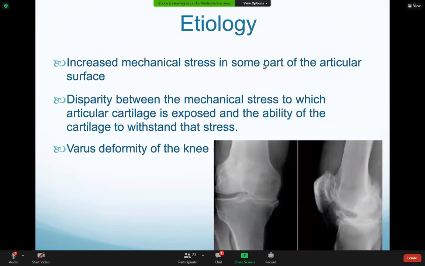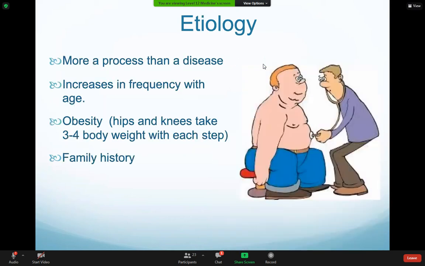So etiology, how does it happen? The increased mechanical stress in some part of the articular surface causes a disparity between the mechanical stress to which articular cartilage is exposed and the ability of the cartilage to withstand that stress. The most common deformity in the knee is varus knee deformity that causes medial compartment osteoarthritis. It is more a process than a disease and increases in frequency with age.